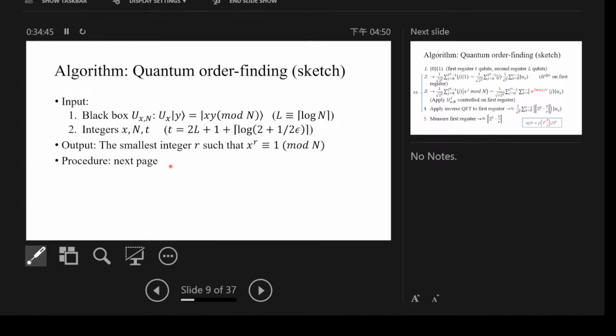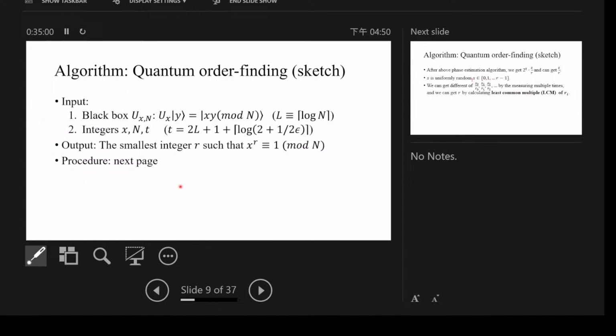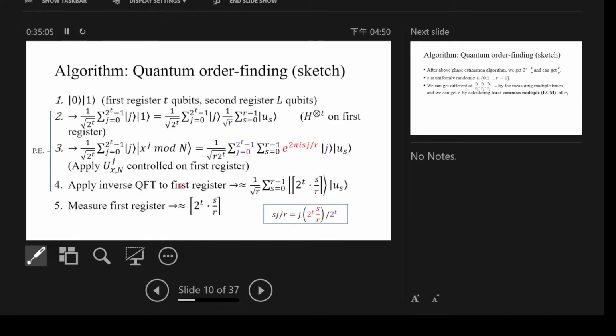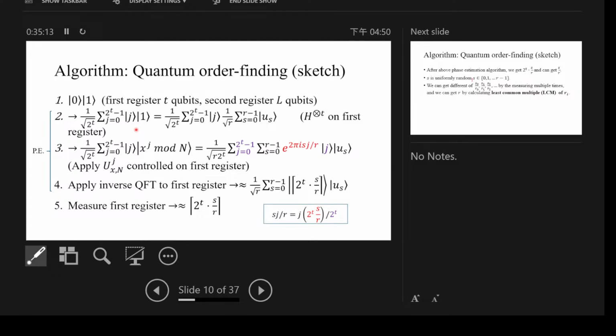And then we will want to find the smallest r such that x to the r equals 1 mod n. Here we don't write too much. This is an algorithm sketch, but really we just say we do phase estimation on this black box. Here we just calculate out all the details of phase estimation, but really nothing new.